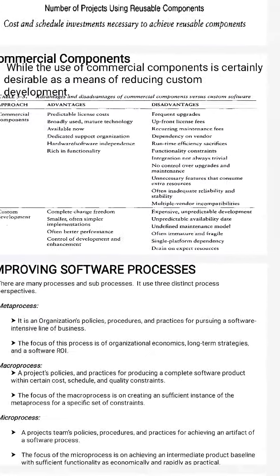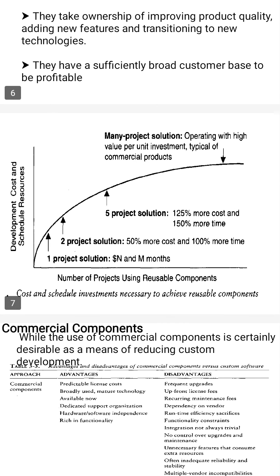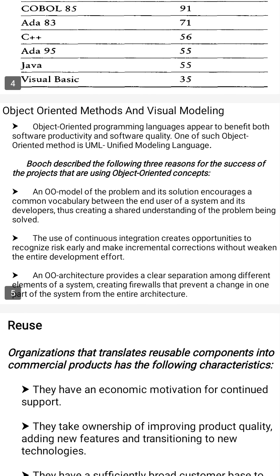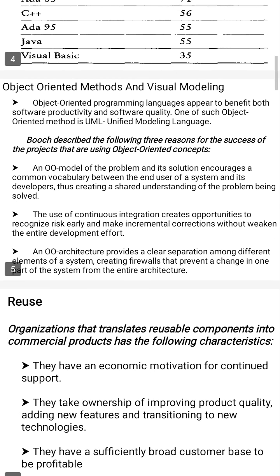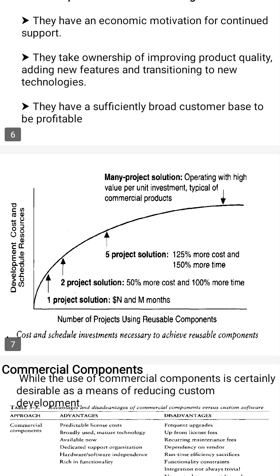So this was the first topic, reducing the size to improve software economics. In the next video we will discuss improving the software process.